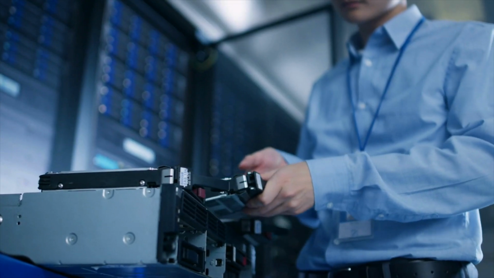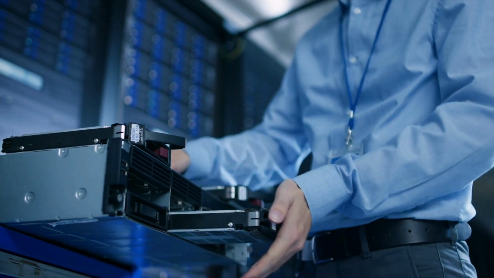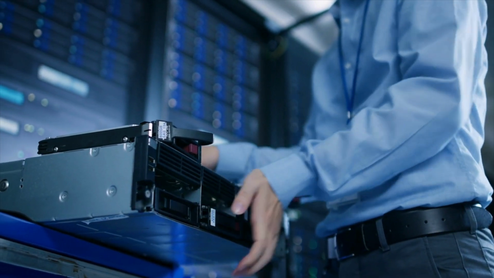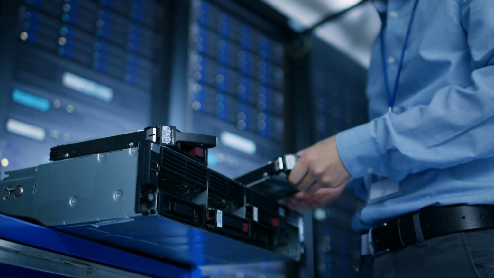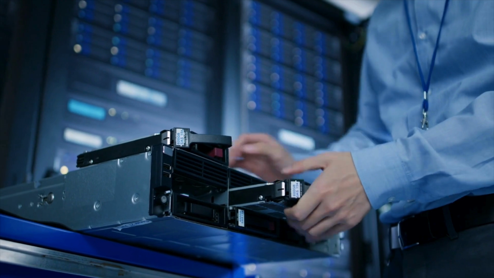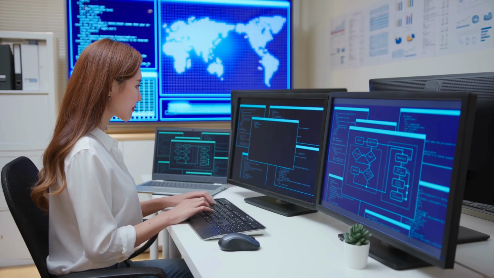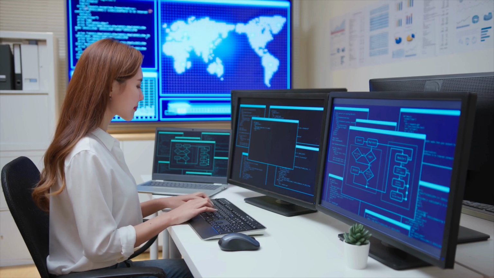The goal is to recover affected systems and resume normal business operations as quickly and safely as possible. For example, restoring data from backups after a ransomware attack and ensuring that systems are clean and secure before bringing them back online.